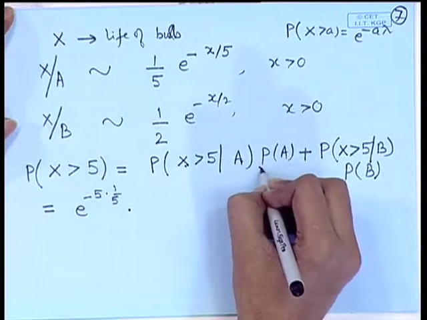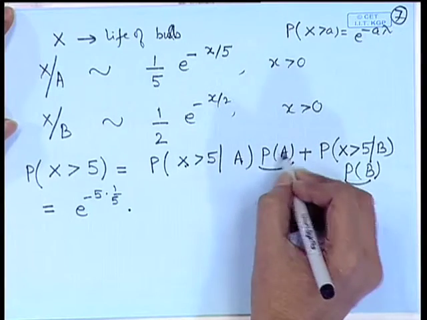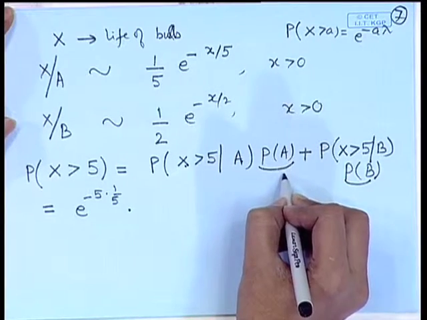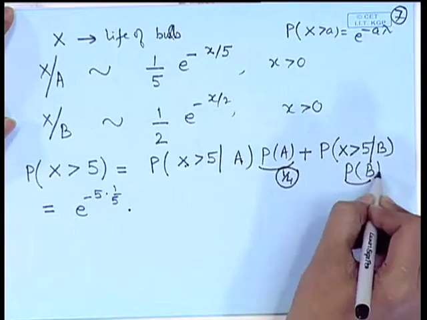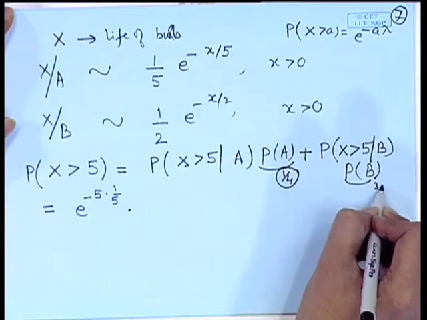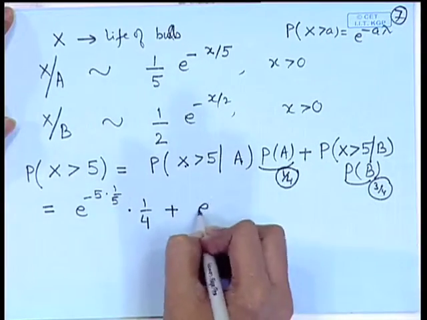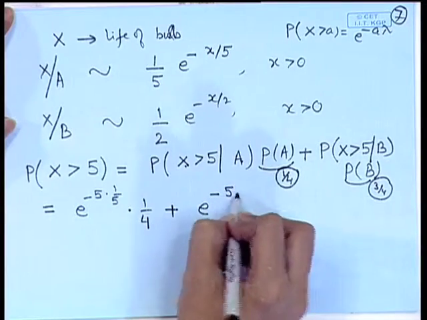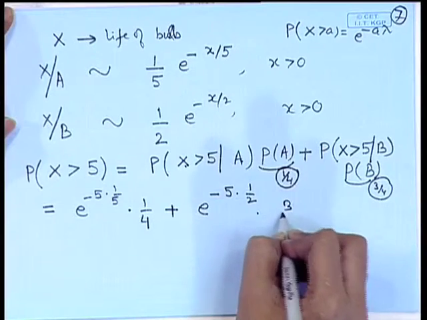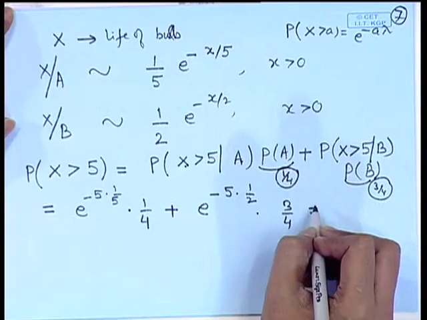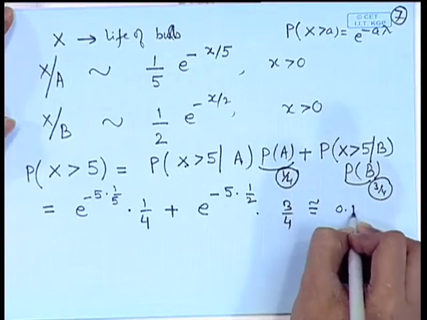Now, what is probability of A? It is given that B produces 3 times as many bulbs as A. So, the probability of the bulb being selected from A may be 1 by 4 and the probability of B may be 3 by 4. So, this is into 1 by 4 plus e to the power minus 5, here the parameter is 1 by 2, into 3 by 4. So, this can be simplified and it is 0.1534.